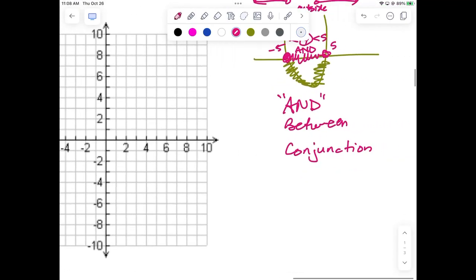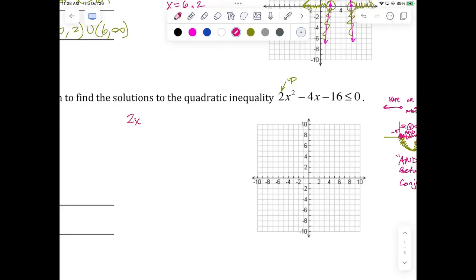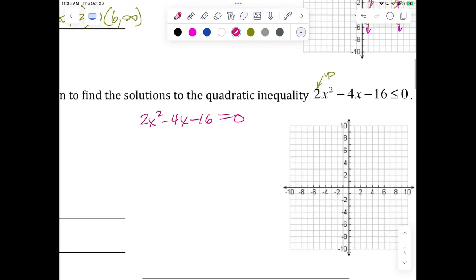So we know this is the conjunction, right? We just need the x-intercepts. So let's come over here and say 2x squared minus 4x minus 16 equals 0. What's the first rule of factoring?